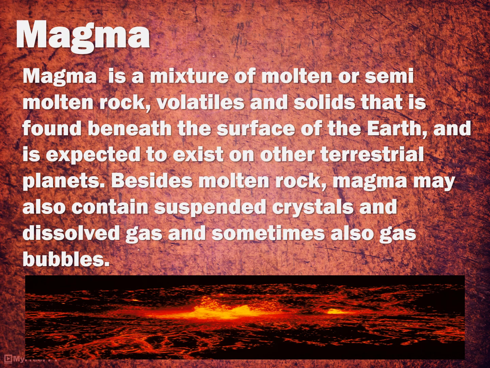Magma is a mixture of molten or semi-molten rock, volatiles, and solids that is found beneath the surface of the Earth, and is expected to exist on the other terrestrial planets, not just on the Earth. And besides molten rock, magma may also contain suspended crystals and dissolved gases, and sometimes also gas bubbles.